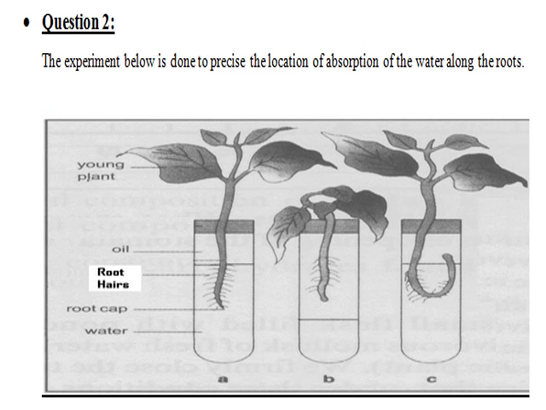Moving to question number 2. The experiment below is done to precise the location of the absorption of water along the roots. Here we have a plant where the root cap and the root hairs are placed in water, while other parts are placed in oil. In the second tube, the root cap and the root hairs are placed outside water. While in tube C, the root hairs are placed in water, while the root cap is placed outside water.